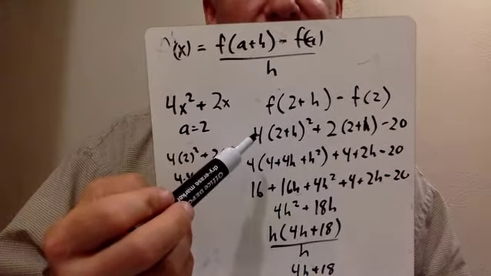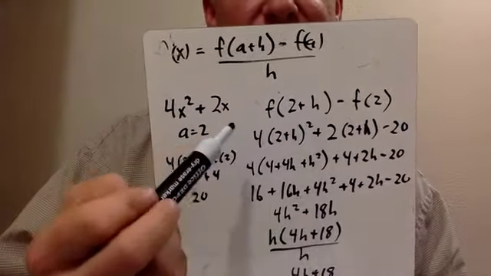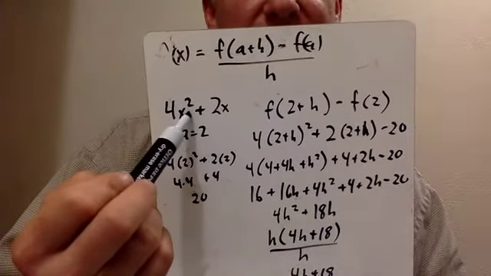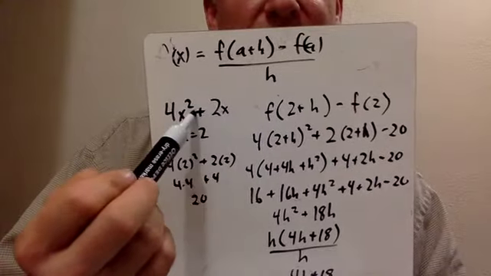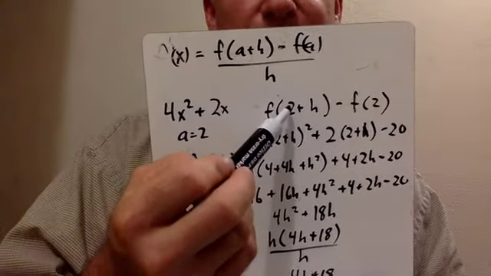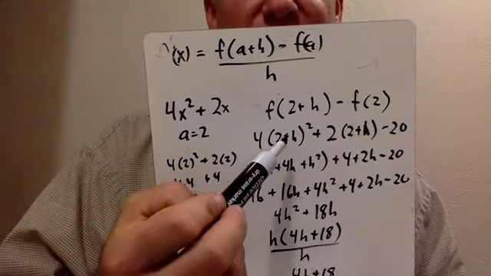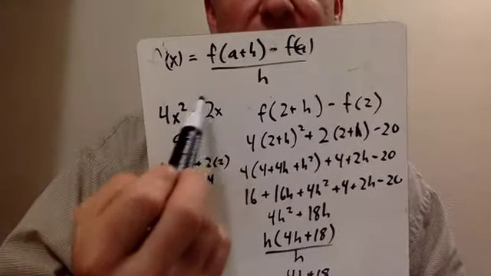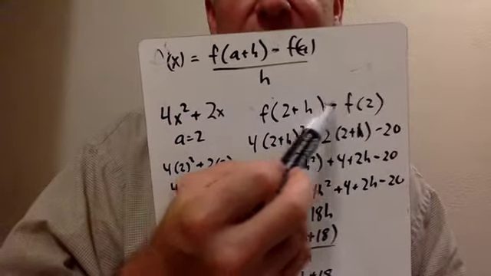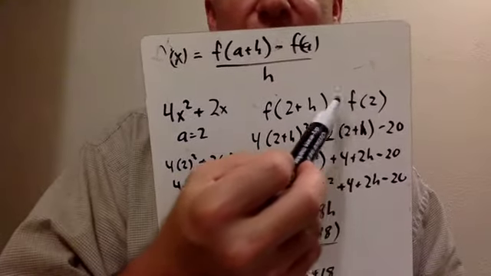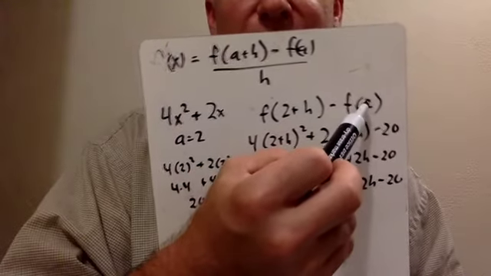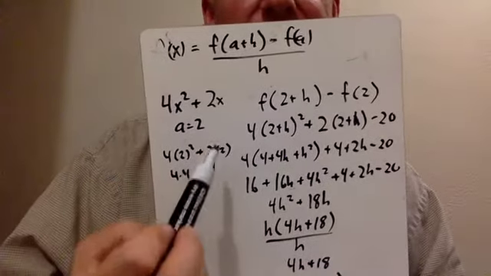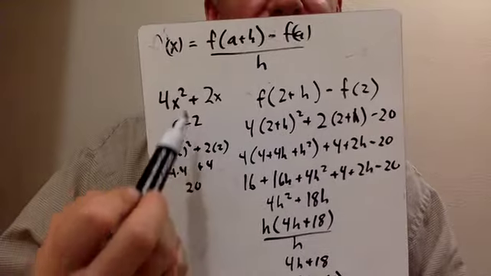So instead of 4 times x squared, it's 4 times 2 plus h squared. Both these x's right here are going to become 2 plus h. So this is 4 times 2 plus h squared, and this is 2 times 2 plus h. And then we have minus the f of 2. So what is f of 2? You've got to put a 2 into these x's. So that's what this is right here.